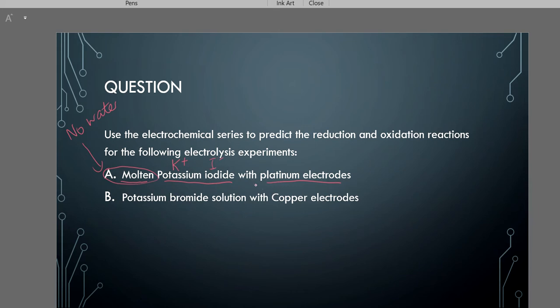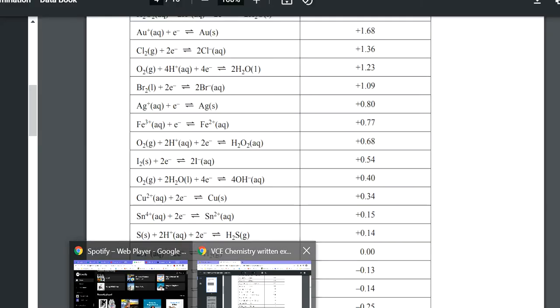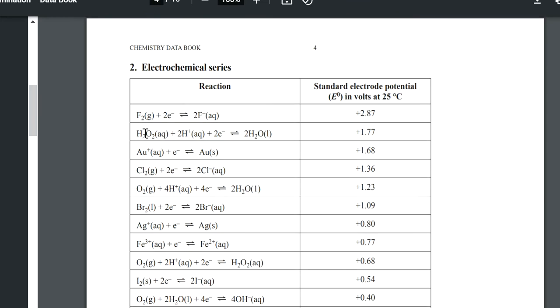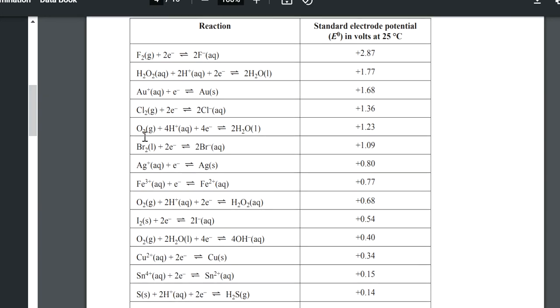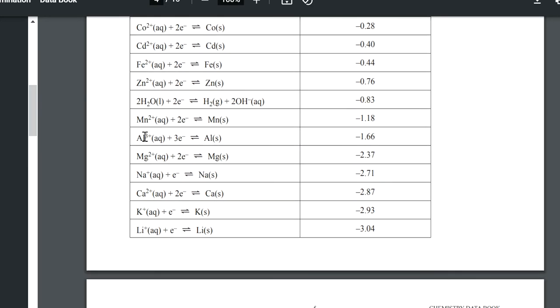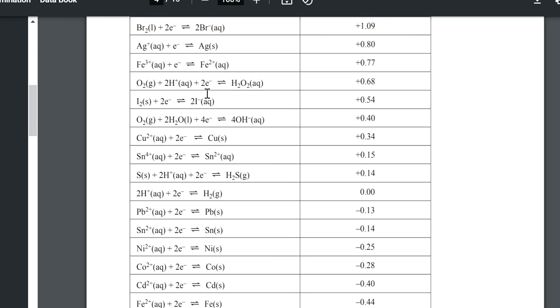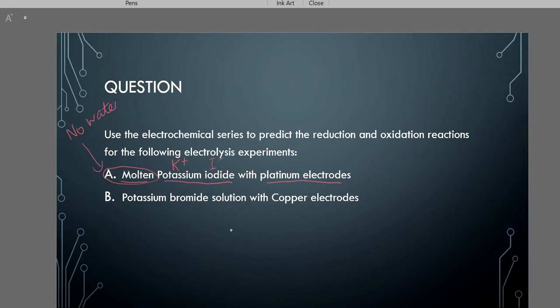Now we're going to use our series to determine what is undergoing reduction and what is undergoing oxidation. We're looking at the highest reaction in the forward direction. We have potassium ions and iodide ions. I think it's going to be the potassium all the way down here. Yes, so potassium is undergoing reduction. Lowest reaction in the reverse direction: find our iodine, here it is all the way up here. Iodine, reading this reaction backwards, is undergoing oxidation. So we'll write those ones down.